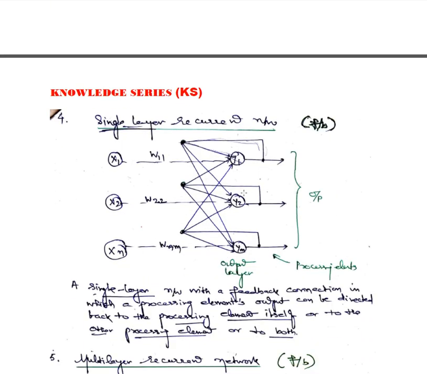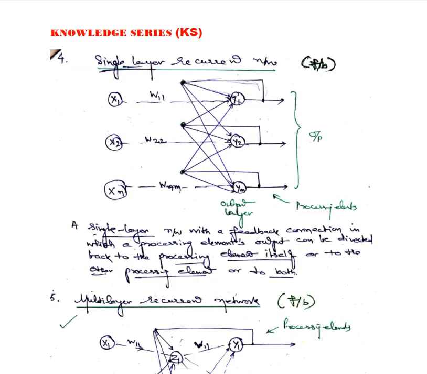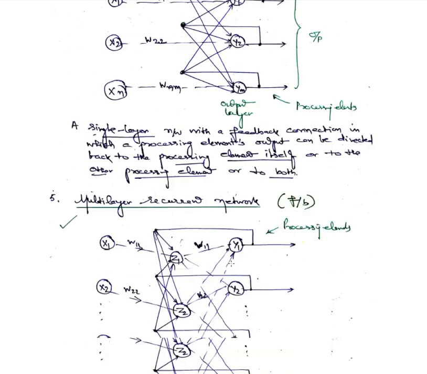Another is a single layer recurrent network. As we have seen in the previous figure, the output is fed back either to the input or to the output layer itself. So that's how we can have this form of a network also, or the output is taken and given to the middle layer. So a single layer network with feedback connections for a processing element: the output can be directed back to the processing element itself or to the other processing element. So this is known as a recurrent network.